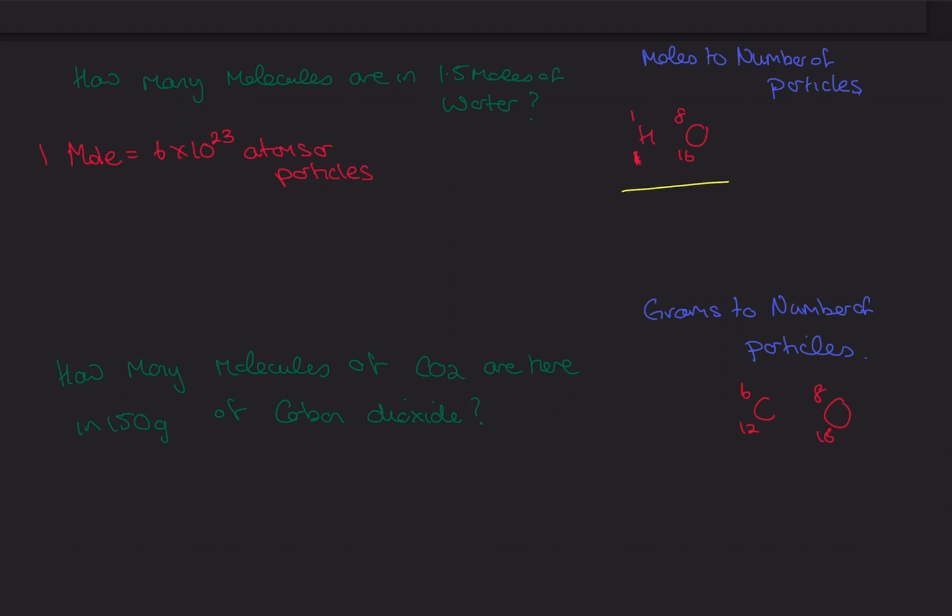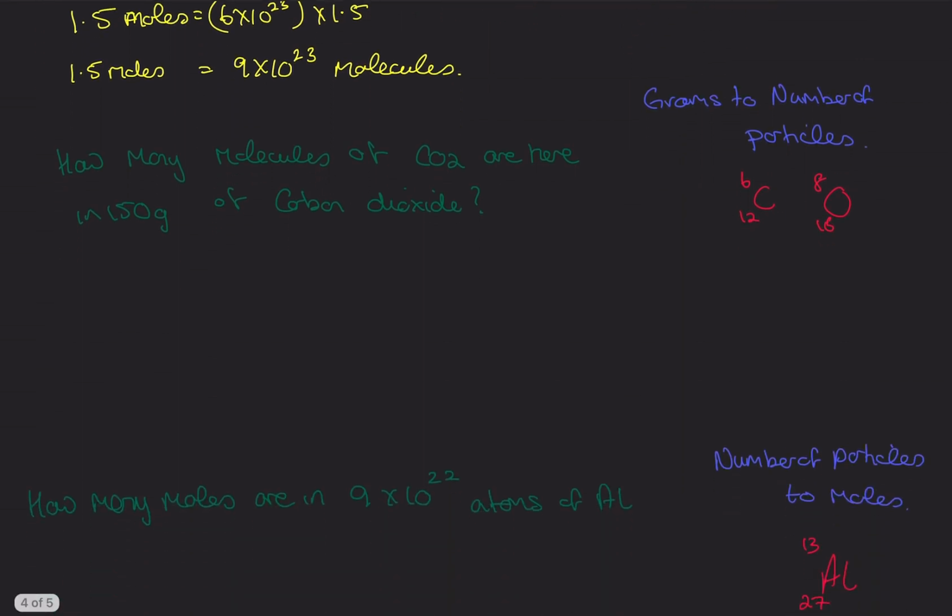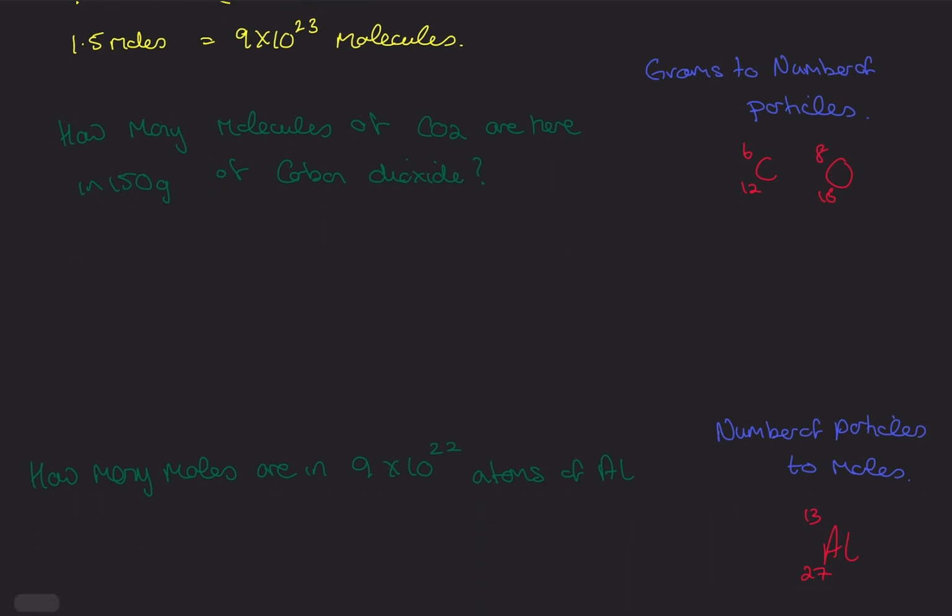Okay, so if 1 mole equals 6 by 10 to the 23, for 1.5 moles we just need to multiply that number by 1.5. Okay, so you're multiplying each side by 1.5. Okay, and once you've done that, 1.5 moles of water contains 9 by 10 to the 23 molecules. Okay, so it didn't even matter that it was water. 1 mole of any substance is always going to have 6 by 10 to the 23 particles. Always.